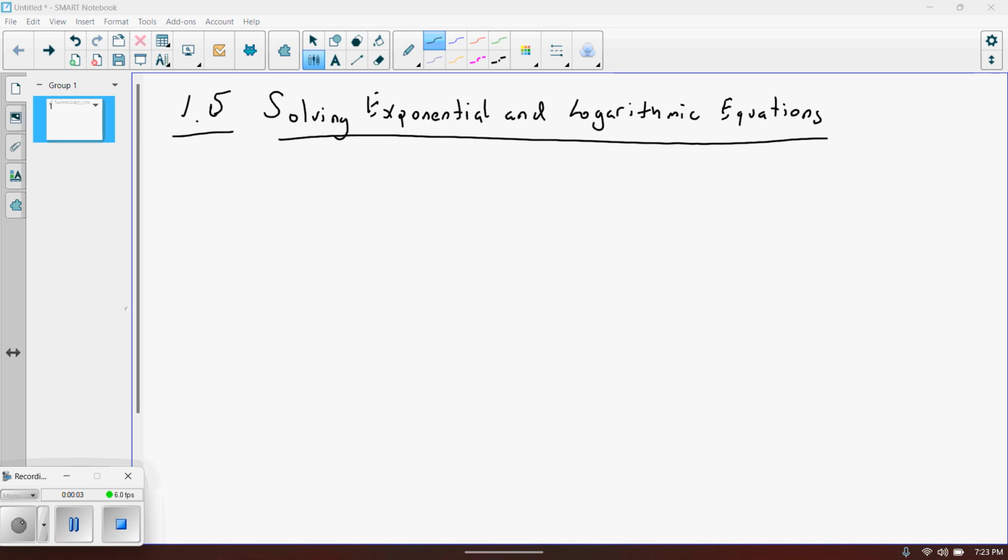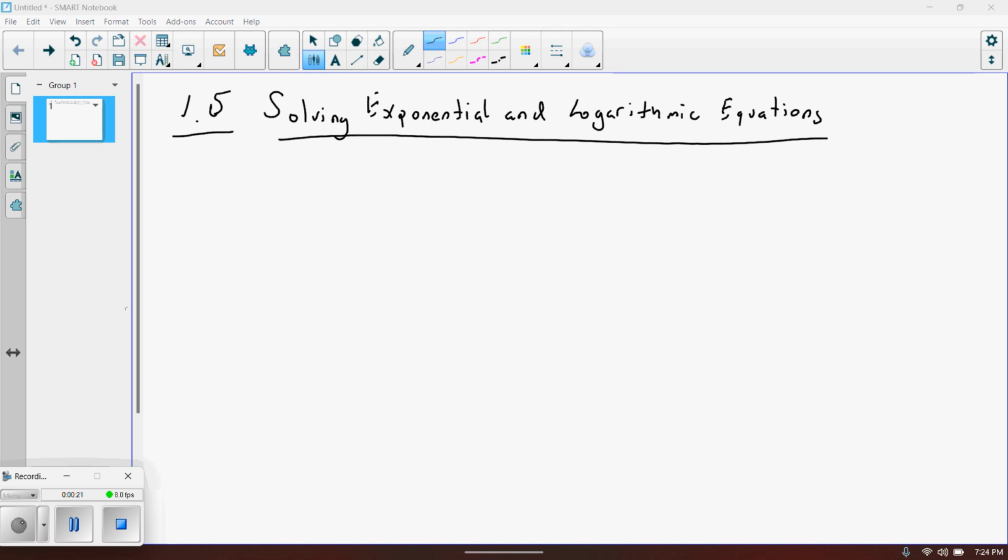All right, so we are into section 1.5 of Math 146. This one is going to focus on solving exponential and logarithmic equations. As I've said in prior sections, I definitely have to assume that you understand some of the basics here.